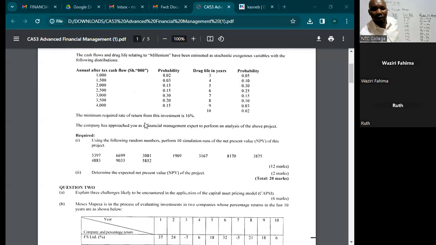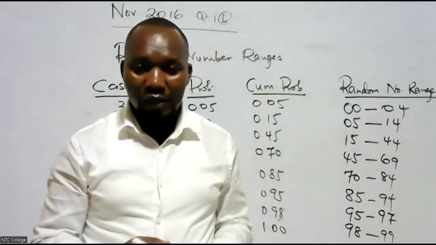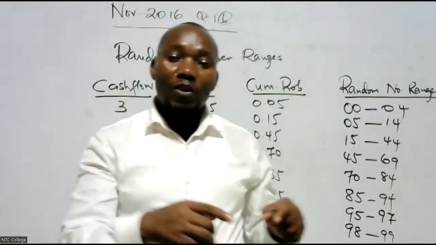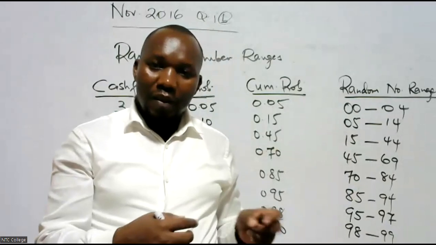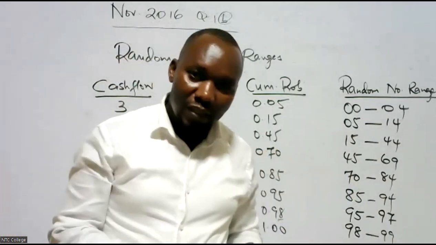We are told that the minimum required rate of return from this investment is 16%. Now, rate of return is the same as the cost of investment or cost of capital. Sasa, the cost of capital. Because in this case, we call it rate of return. That is income. But when you call it cost of capital, it is an expense.